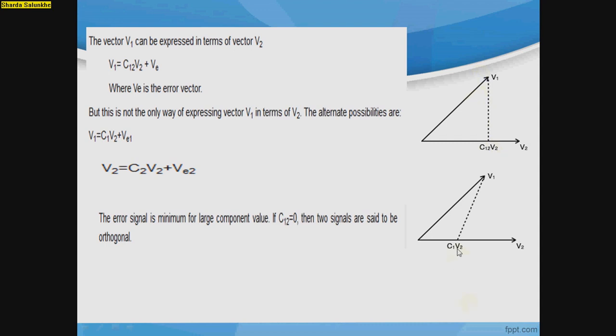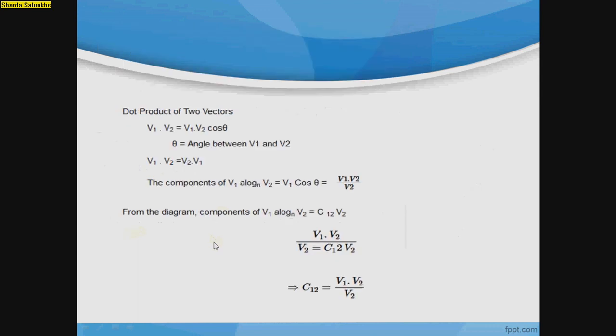This is the second figure. If you don't take the perpendicular on V2, the angle may be like this, C1 V2, and the error Ve2 is the error between these two. The error signal is minimized in the first figure for the larger component value. So if C12 is 0, then the two vectors are said to be orthogonal.